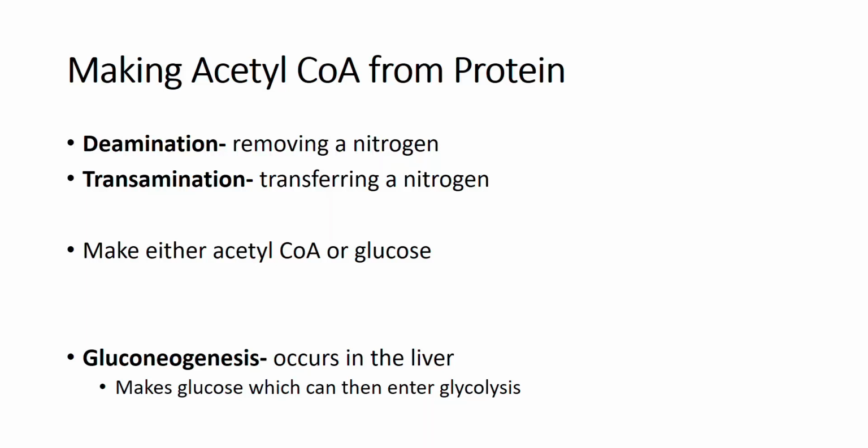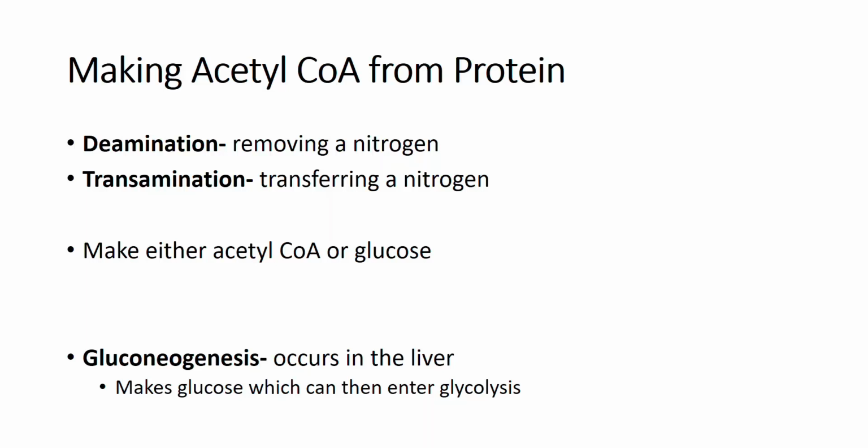But again, in order to get ATP from protein, we first need to convert it to acetyl-CoA, which can go through the Krebs cycle and the electron transport chain. We're going to be able to break down protein using 2 processes. The first process is called deamination. And deamination means removing a nitrogen group. The second process that we could use is transamination. And transamination means transferring a nitrogen. By either removing a nitrogen or transferring a nitrogen, we will be able to make acetyl-CoA or glucose.